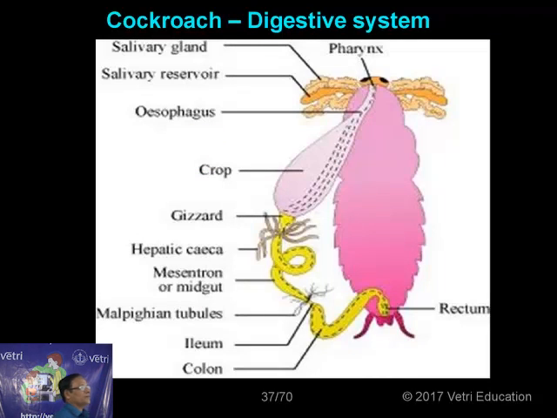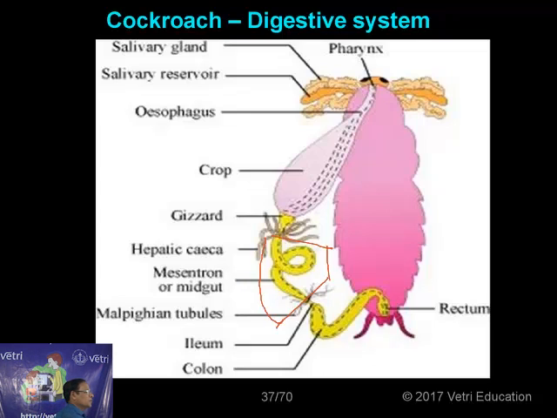Now this is the crop, followed by a small spherical mass. That structure is called the gizzard, and at the junction of the gizzard, we have the midgut, this yellow colored one starting from here. This is what is called the midgut, otherwise called the mesenteron.